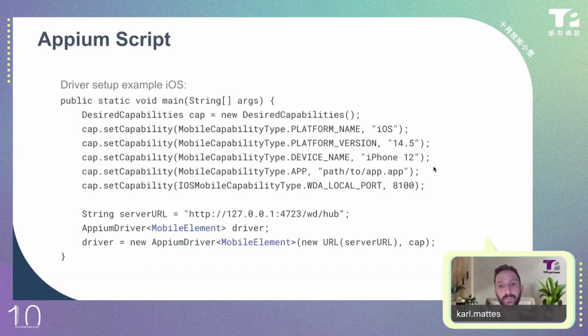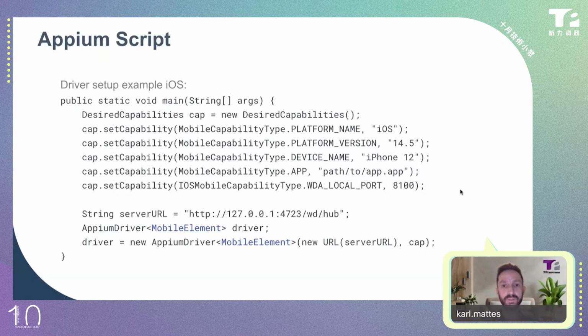If you were to run on a real iOS device, you would provide an IPA file. Or if you were to run on Android, of course, you would provide an APK file. We are also setting the capability for the WebDriver agent on which port it's running on. So this is the most basic way to set up your desired capabilities for running a test on an iOS simulator.